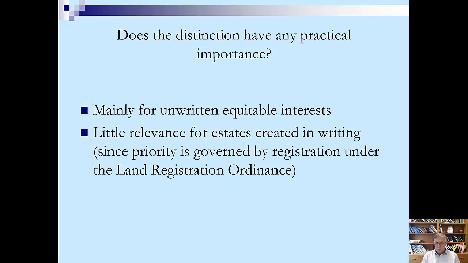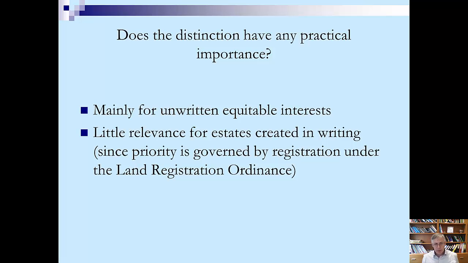These interests are proprietary and in principle do bind later interests in land, the owners of interests in land that arise later, but with one important qualification. An unwritten equitable interest does not bind a later purchaser for value of a legal estate in the same land who has no notice of the earlier unwritten equitable interest. That person is called equity's darling. So unwritten equitable interests do not bind equity's darling.